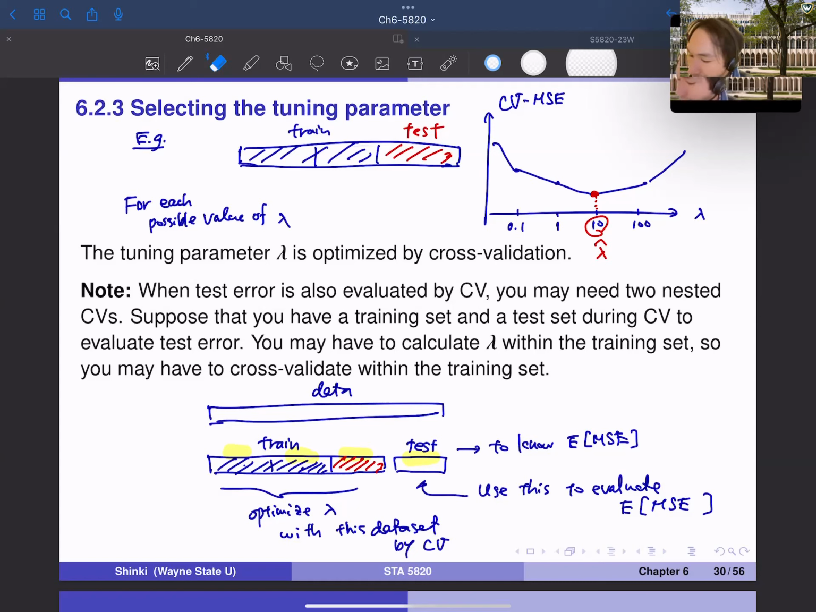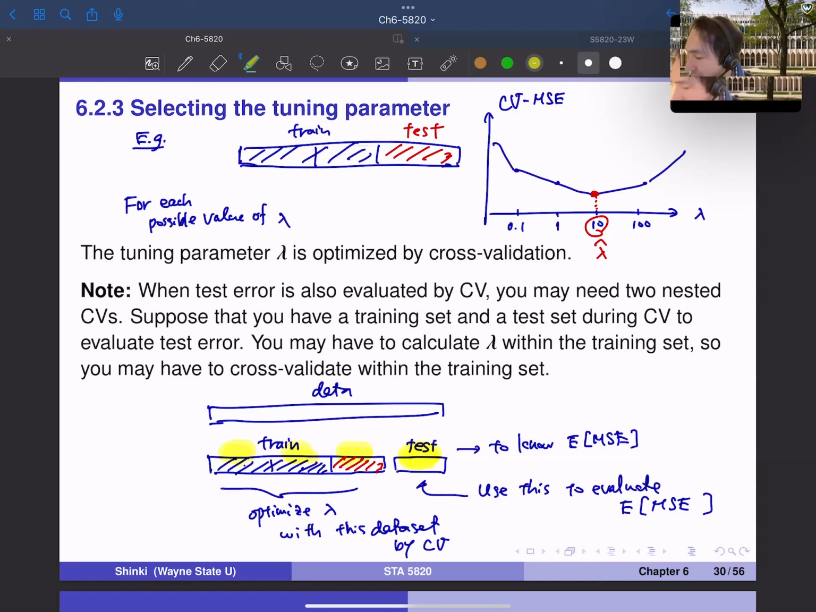So we have to determine lambda first, right? So we need some training set. Then after that, we can do the test set. If we use these 4 subsets to do cross-validation, it's a little bit complicated. We use 3 of them to train, to determine lambda. Then we use that lambda to evaluate the test set.